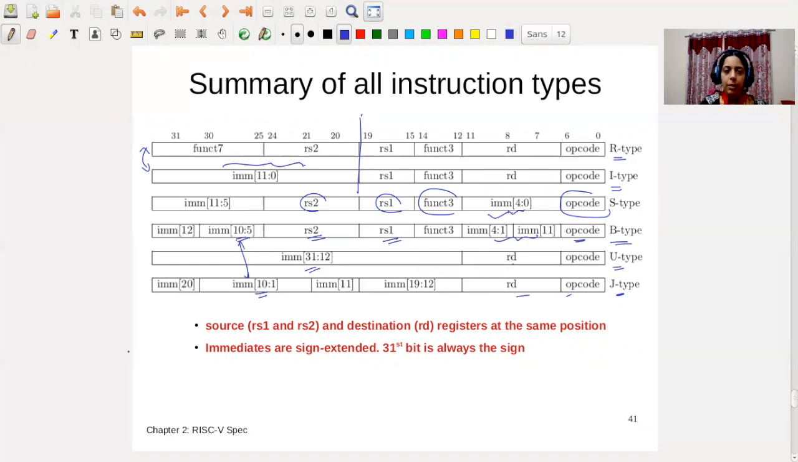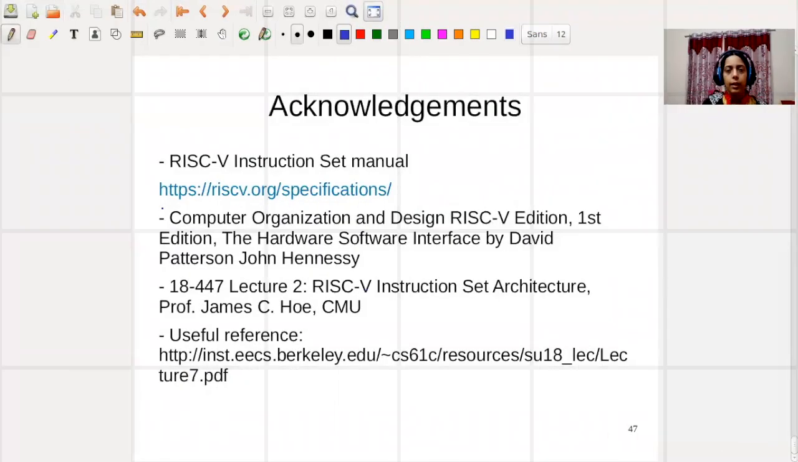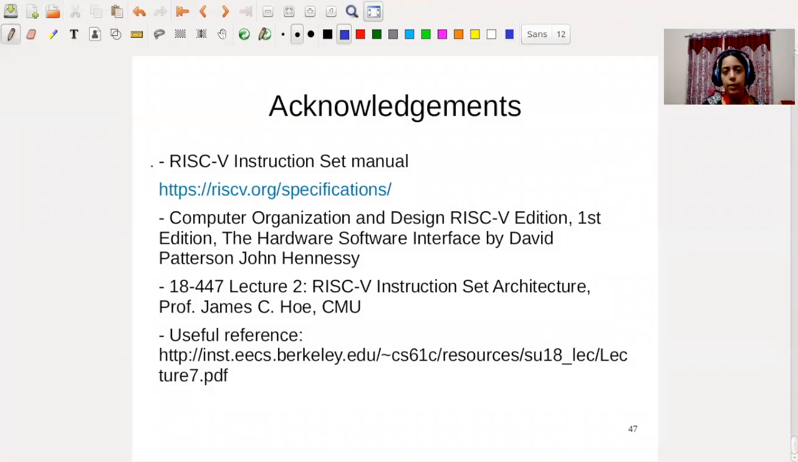So also let us remember that the immediates are always sign extended and the MSB bit is always the sign bit, and they've chosen to have the sign bit in the same positions for all of these instructions. And information about the instructions of RISC-V can be found in the RISC-V specifications or the instruction manual.